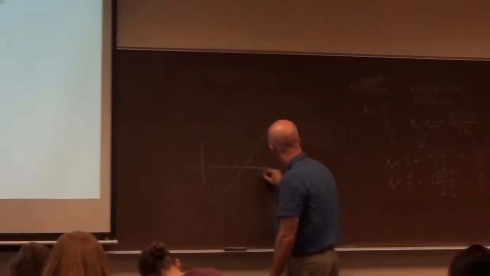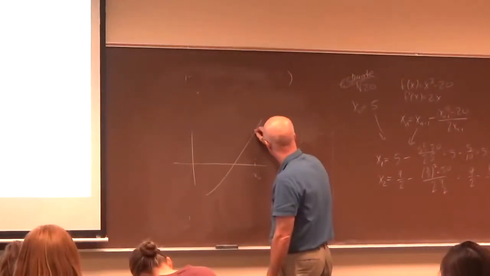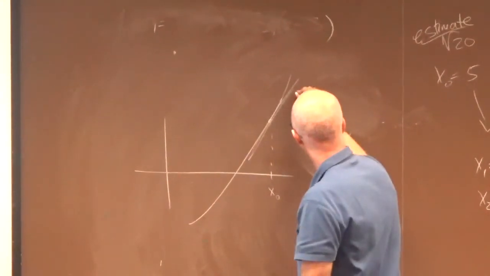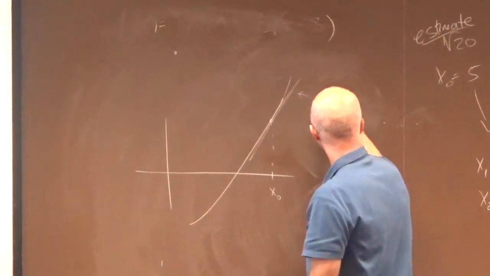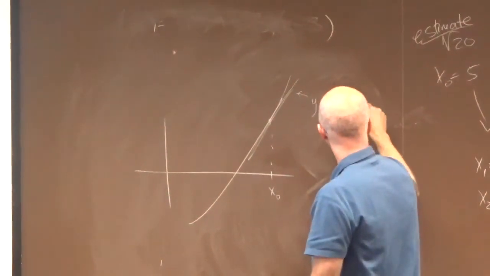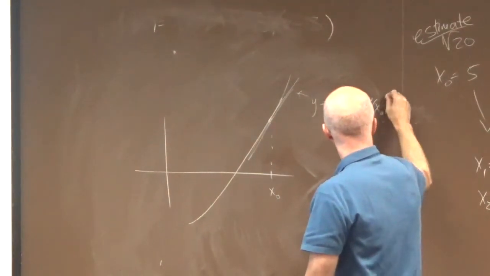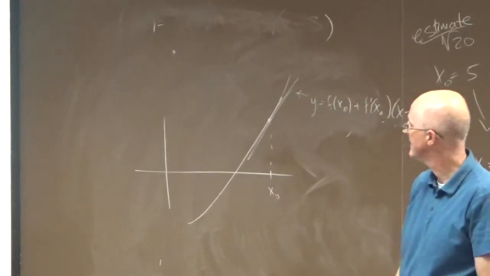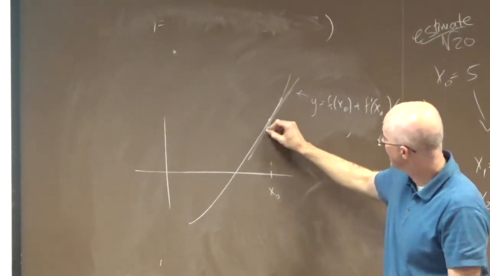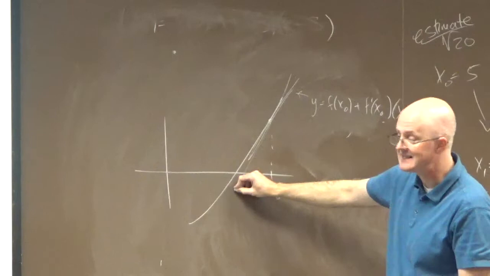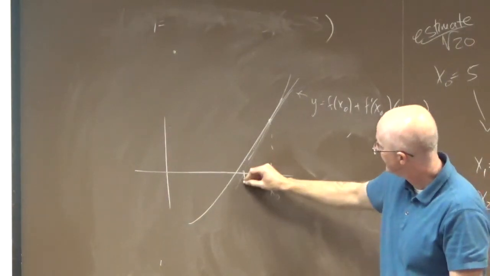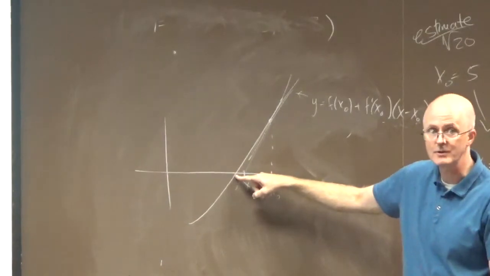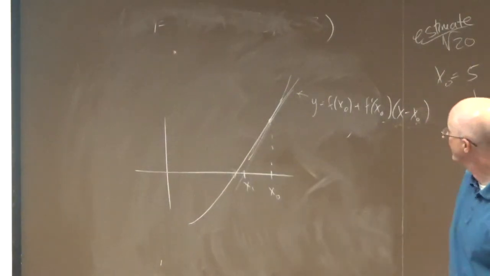If x0 is right here, there's this tangent line. The tangent line has equation y equals f of x0 plus f prime of x0 times x minus x0. If you follow that tangent line down to the x-axis, it gets pretty close to the true root. The true root is right here. Question?